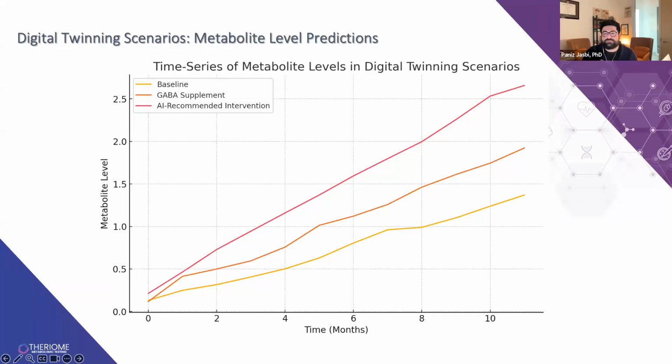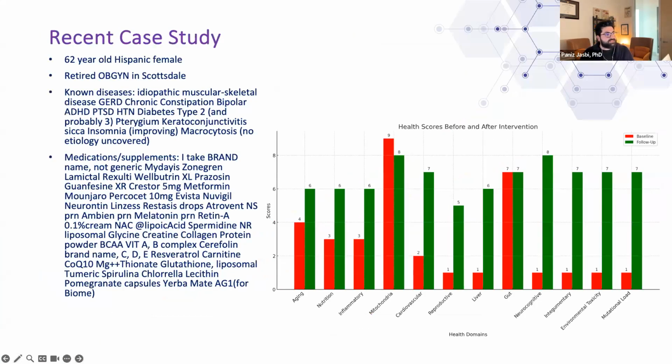And this individual in the red line, who did not receive direct GABA supplementation, but instead through behavioral changes like mindfulness practices and meditation, changes in the diet, as well as supplementation with a precursor, actually had far greater increases in GABA levels starting at 4 months and continuing up to 10 months. So this is an individual who tested with us as well. This is a 62-year-old Hispanic female. She's a retired OBGYN here in Scottsdale.